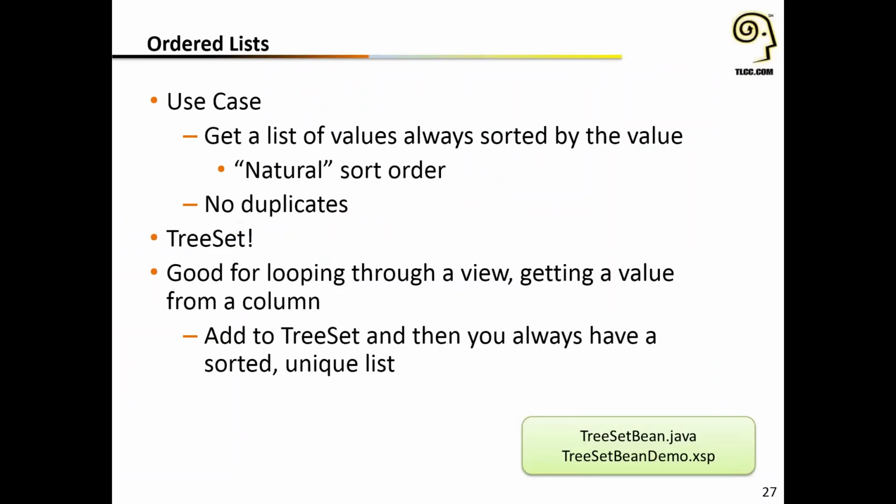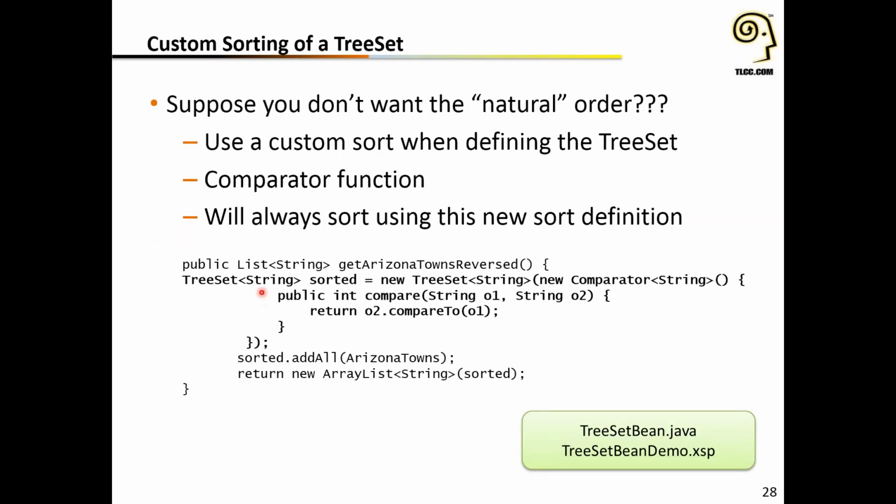Okay, so suppose we wanted, you saw that the towns were sorted A to Z. That's what's called the natural order, natural sort order, which is what the TreeSet will do. However, sometimes you may not want the natural sort order, so you want to define your own sort order. So then we're going to use something called a comparator. A comparator will help us define a custom sort.